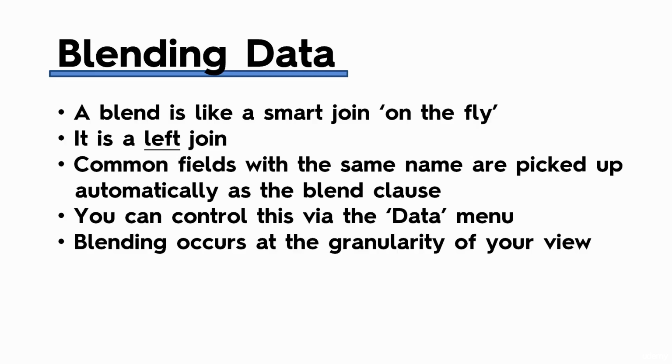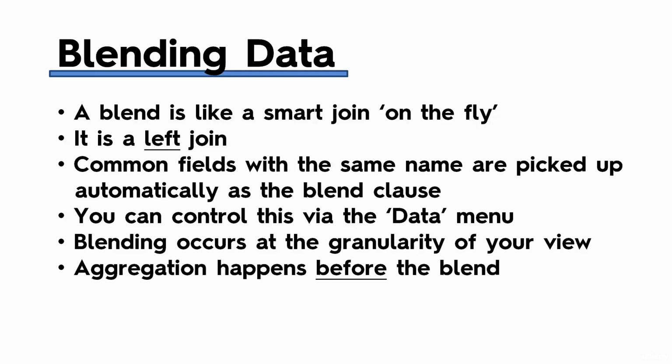When you join in Tableau, it happens at the row level. But when you blend, it actually happens at an already granular level, which brings us to the next point, that aggregation in a blend happens before the blend. So Tableau sends separate queries to the two data sources. It asks them to aggregate their data to the granularity of your view, to the required granularity. Then that aggregated data comes back, and only at that stage is it blended.